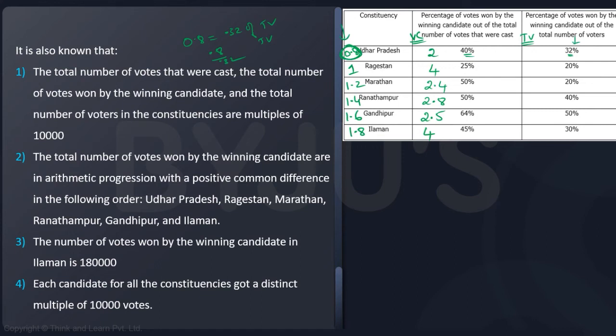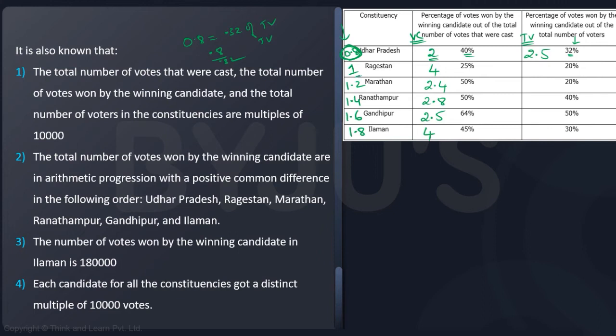So once again, if we quickly do that, 0.8 divided by 0.32 will be 2.5 lakhs. So 2.5 lakh voters are there. 2 lakh voters voted and the winner got 0.8. That's the meaning. 0.8 means 80,000.